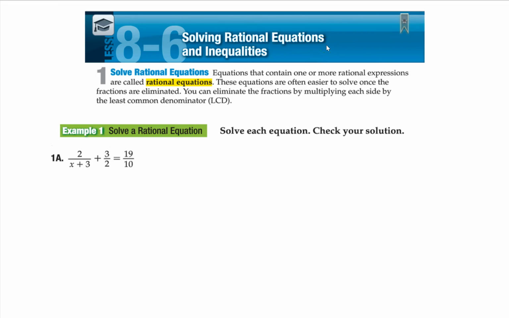8.6, solving rational equations and inequalities, right? So the purpose of this lesson is to learn how to solve equations like this, rational equations. Now there's a little process to this. So as always, we'll have the little steps right here.